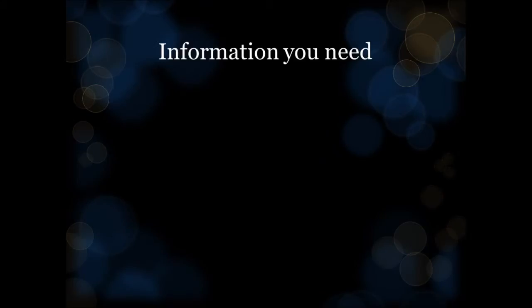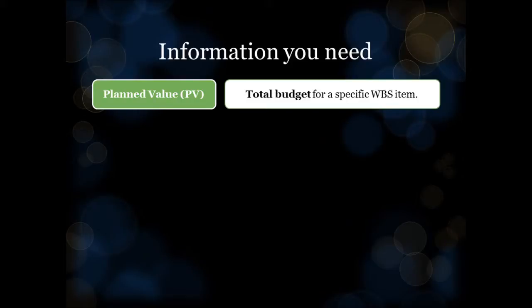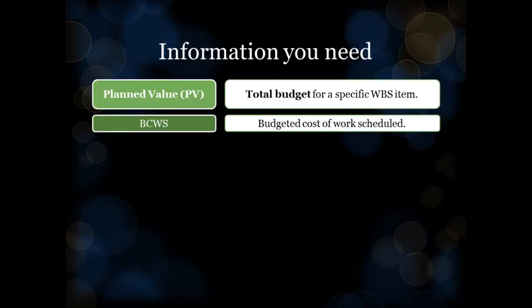In fact, calculating schedule and cost variance and estimate at completion is really very easy. To calculate schedule and cost variance, you need 3 pieces of information. Planned value, PV, is the total approved budget for a specific work breakdown structure item. It is also commonly referred to as budgeted cost of work scheduled.